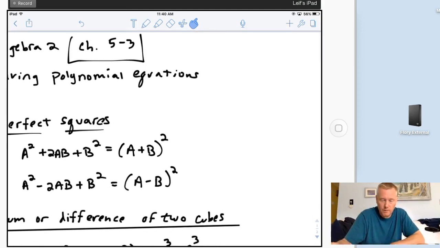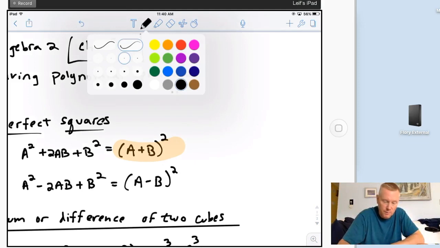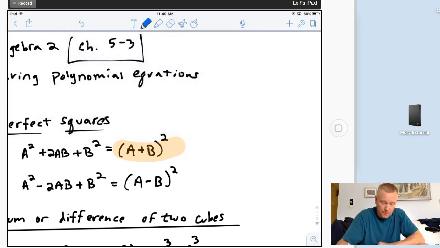Perfect squares are, if I had a plus b to the second power, like is written over here, you could have multiplied that out by going a plus b times a plus b, but there's a shortcut, and that's to square the front term, square the back term, and then take the two terms, the a and the b, multiply those together, and then double them, and you get the middle term of 2ab. And the same thing with the a minus b squared. The only difference there is you got a subtraction sign in front of the 2ab.